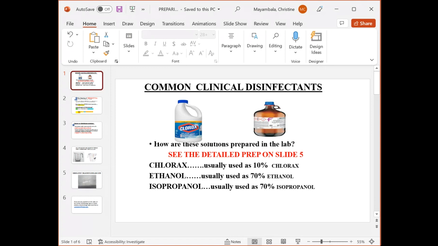And these are solutions that are used very commonly in the clinical environment and in the clinical lab. If you're going to be a medical technologist, this is something that you need to be very comfortable preparing. You can also save yourself a lot of money instead of buying those wipes and prepared disinfectants. You can make your own right at home. That's what I use in my own home.